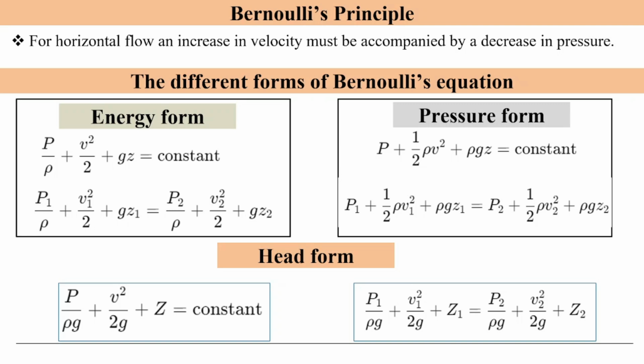Similarly, if we have the pressure form, P plus 1 by 2 rho V square plus rho Gz, this equation is Bernoulli's, but in the pressure form. And the generalized standard equation we generally use for defining Bernoulli's principle is in terms of head. So this is the pressure head, P by rho g, plus V square by 2g is the velocity head, that is the kinetic head, plus Z, the potential head. If we apply it for the inlet and outlet conditions, you will observe the same equation we discussed before.